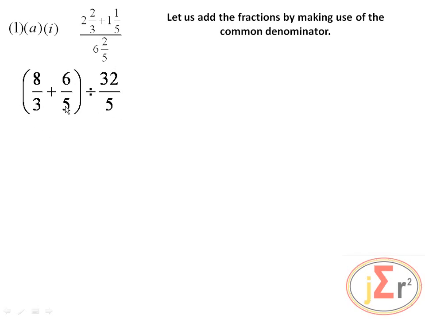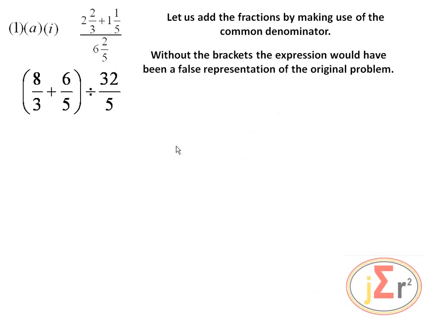But we are going to add these fractions first by making use of the common denominator. Of course, the brackets are used right here in such a way that we realize that we are going to be adding the 8 over 3 to the 6 over 5 before we divide by 32. Without including the brackets, we will be saying that we are going to be dividing the 6 over 5 by the 32 over 5. And that will be an incorrect step. We need to include the brackets to indicate that we need to do this operation first.